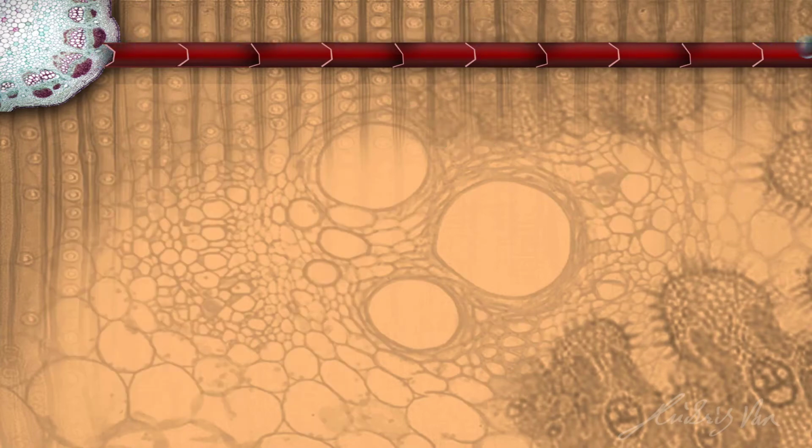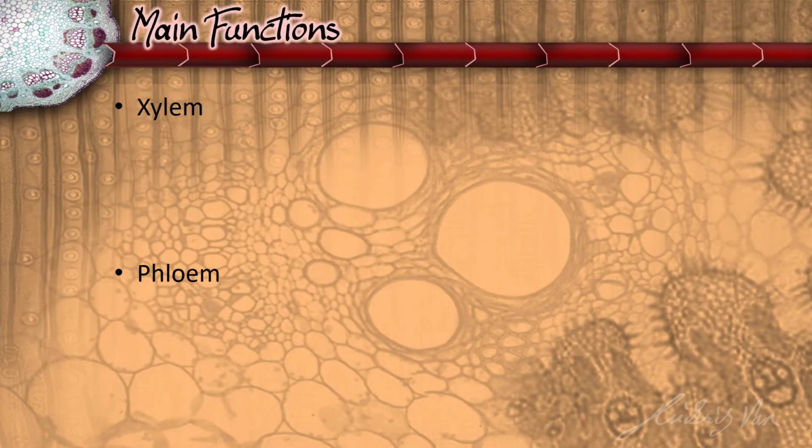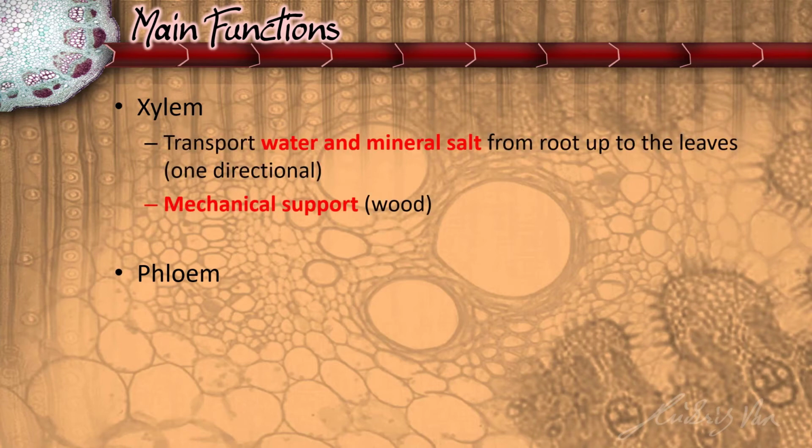So what are some of the main functions of xylem as well as phloem? For xylem, it is to transport water as well as mineral salts from the root up to the leaves. So this is one directional. Xylem also provides mechanical support. So if you roll back the slide or the video, you can see that the cell wall of xylem is portrayed as thicker. And this is because of one of the materials that can be found in xylem.